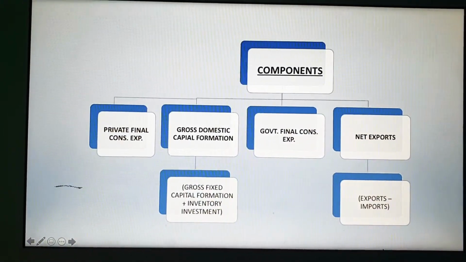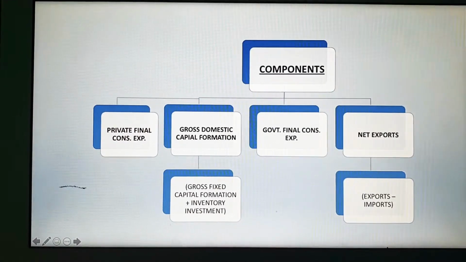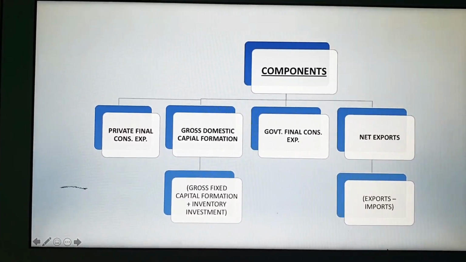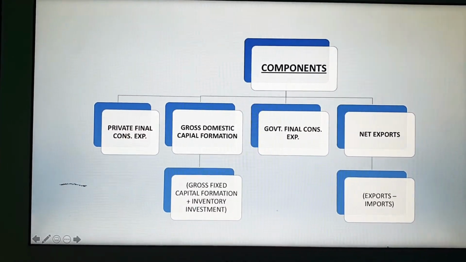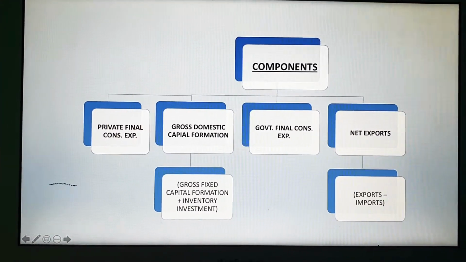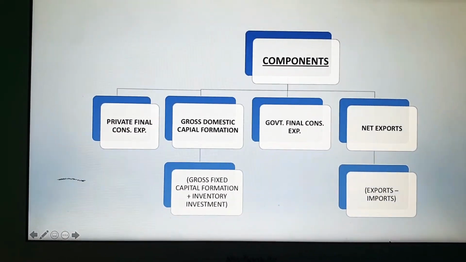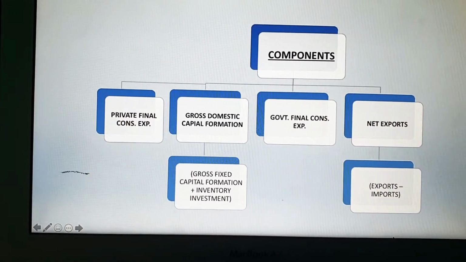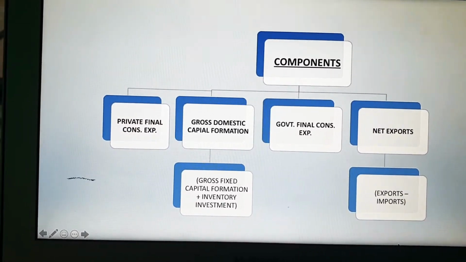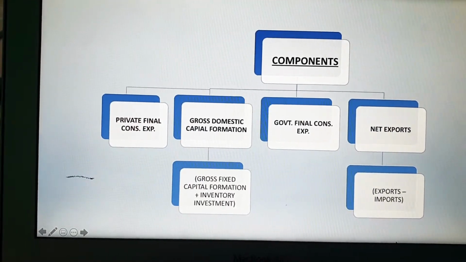Moving on, we have some components of final expenditure. Majorly, there are four components: private final consumption expenditure, government final consumption expenditure, gross domestic capital formation, and net exports. We will discuss all these components one by one.